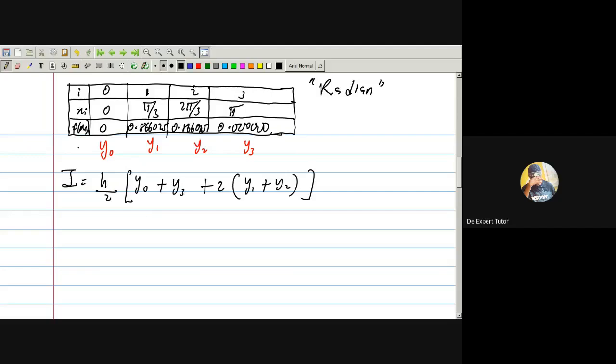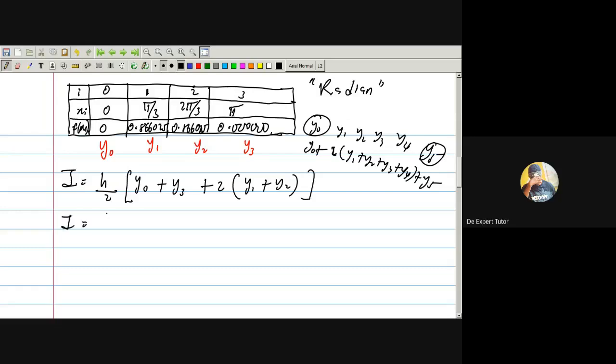Let me say you have Y0, Y1, Y2, Y3, Y4, Y5. What will you do? You say Y0 plus Y5. Then I say 2 times the bracket Y1 plus Y2 plus Y3 plus Y4. Do you understand? I just say Y0 plus Y5, then you say 2 times the rest. That's the trapezoidal rule.